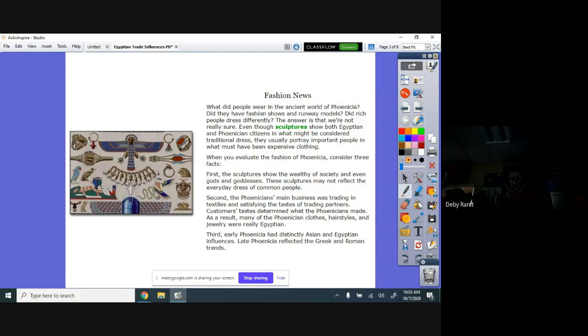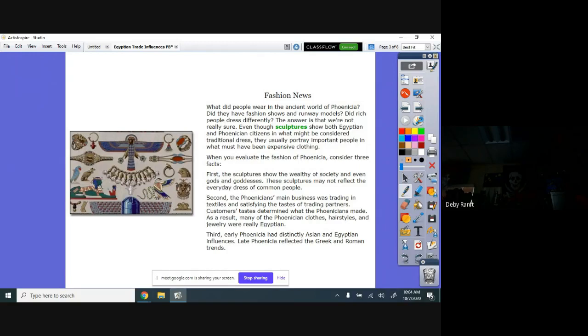Fashion news. What did people wear in the ancient world of Phoenicia? Did they have fashion shows and runway models? Did rich people dress differently? The answer is that we're not really sure, even though sculptures show both Egyptian and Phoenician citizens in what might be considered traditional dress. They usually portray important people in what must have been expensive clothing. When you evaluate the fashion of Phoenicia, consider three facts.